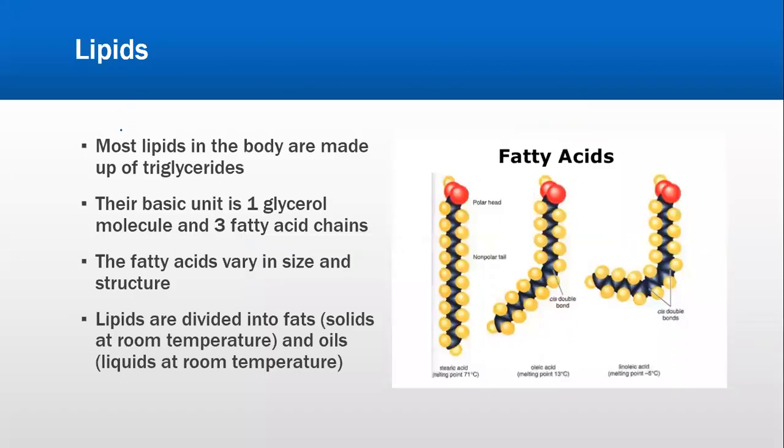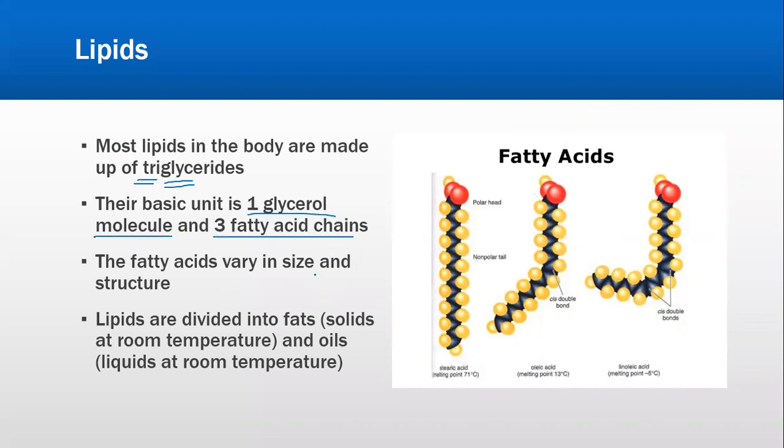The third group in your biological molecules is lipids. Lipids हम fats को भी कहते हैं. Now most lipids in the body are made up of triglycerides. Triglycerides का क्या मतलब है? Tri mean three, glycer means glycerol molecule, and ides mean chain. Their basic unit is one glycerol molecule and three fatty acid chain.